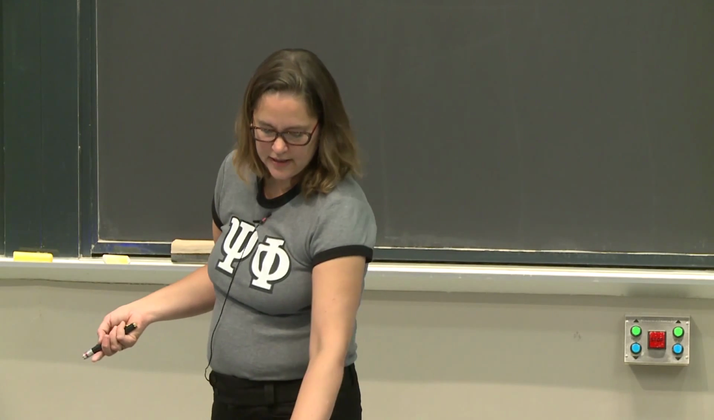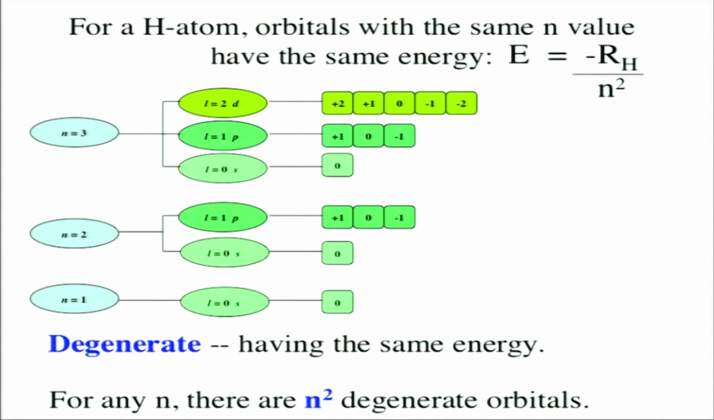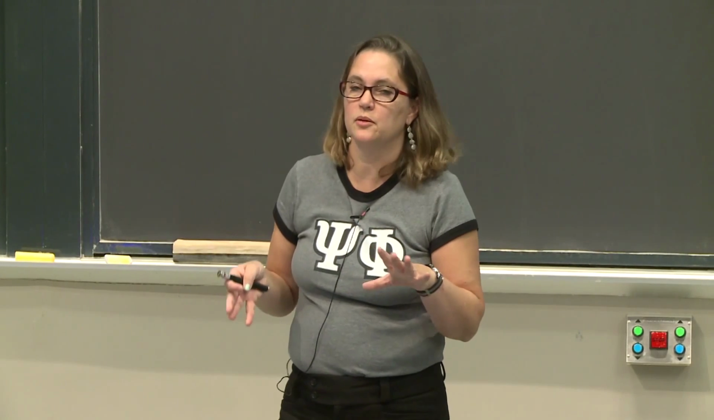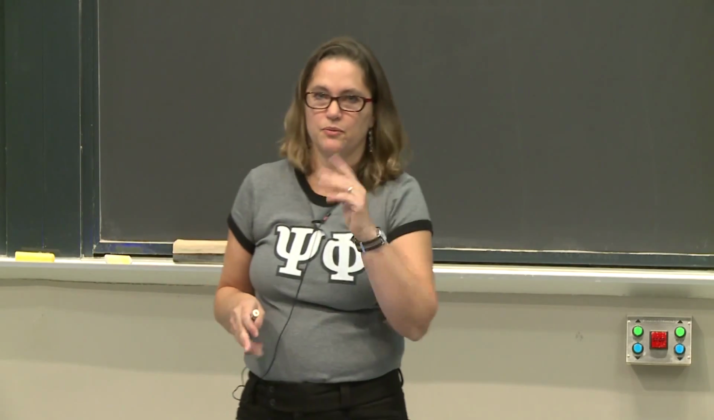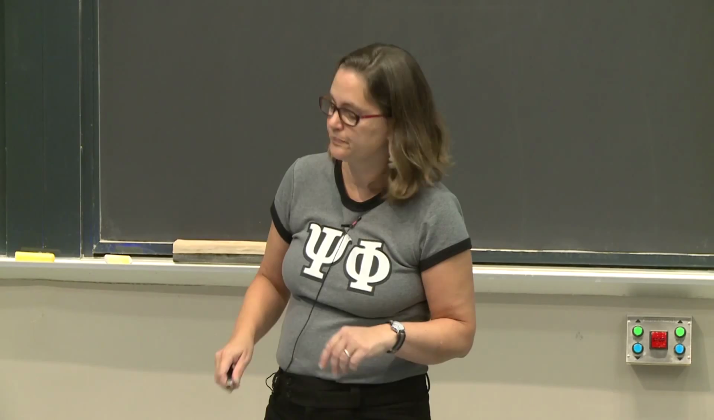And so for any n with a hydrogen atom or any one electron system, for n shells, there are n squared degenerate orbitals. So they're all going to be the same energy. And that changes when we go to more complicated systems, but for hydrogen, this holds.